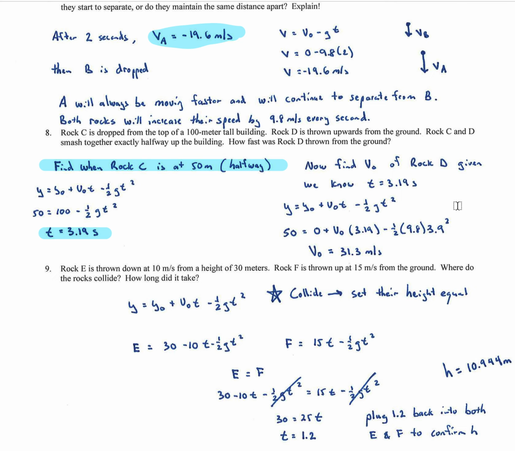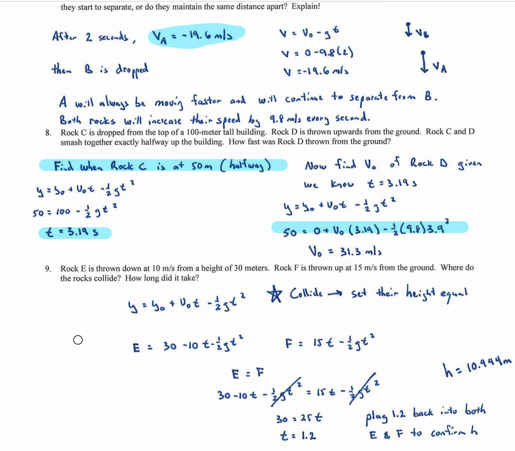Okay, so now I know that rock D is also in the air for 3.19 seconds. And so then I figured out, well, how fast do I have to throw rock D in order to be in the air for 3.19 seconds and reach a height of 50? Remember, I need them to smash. I need them to both be at 50. And that's what this is saying. Go to 50, start from the ground. How fast do I throw you if I know you're in the air for 3.19 seconds and I know you're under the influence of gravity? And it turns out that if you throw that thing at 31.3 meters per second, bang, the two rocks will smash.